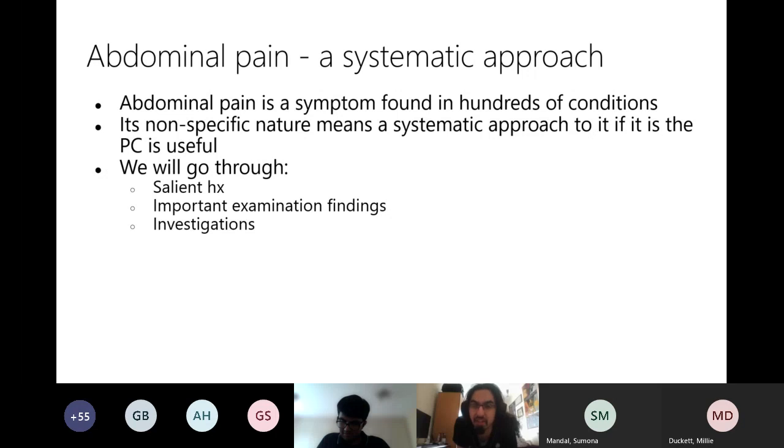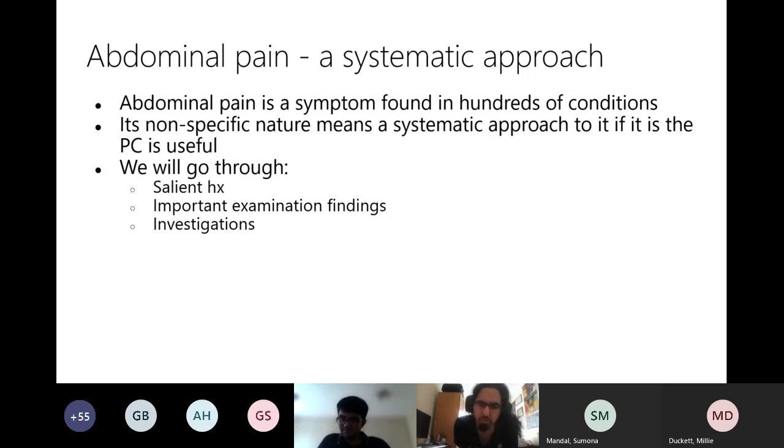So this is actually one of the areas where SOCRATES is really, really useful. We want the full history of presenting complaint, and SOCRATES is really, really useful for that. But I'll go through other parts of the history and what the important things to pick up are. I'm not going to go through what SOCRATES stands for, because I'm assuming it was covered very, very early on in the year. If somebody isn't sure what it stands for, just drop a message and I'll quickly go through it.